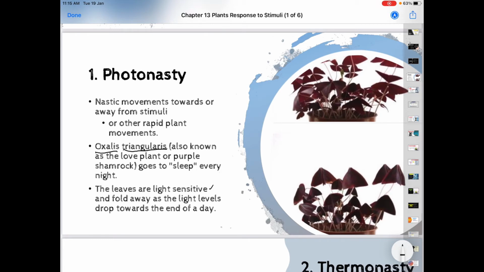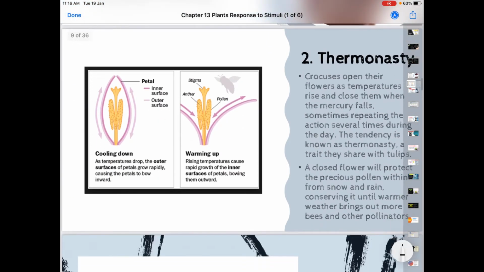If the question asks you to give an example, you can give any plant that you know. Please give their full specific name. For example, in your lecture notes, it states Oxalis triangularis. You may give other examples that you know of photonasty movement. And we go into thermonasty.